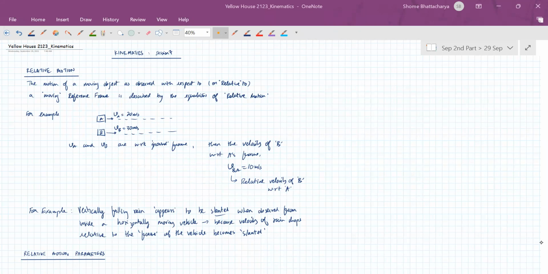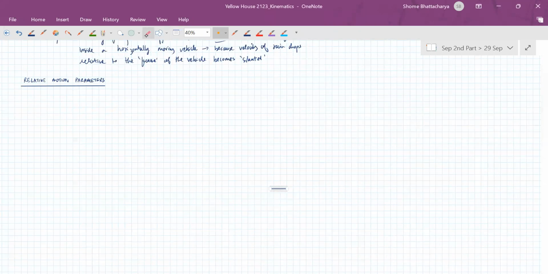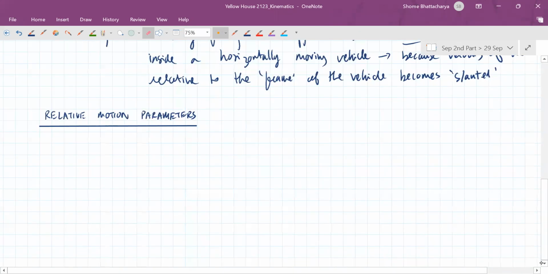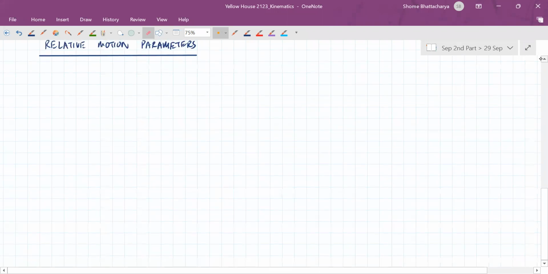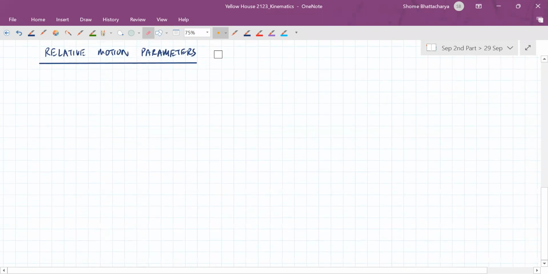Okay, so done with this part now. So let's understand each definition of relative motion parameters. Like we had started kinematics by understanding position vector, now we'll start by understanding relative position.